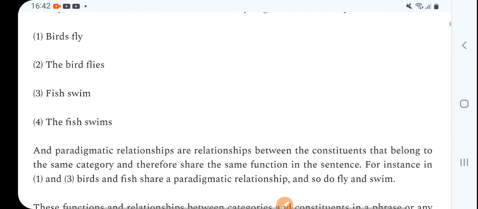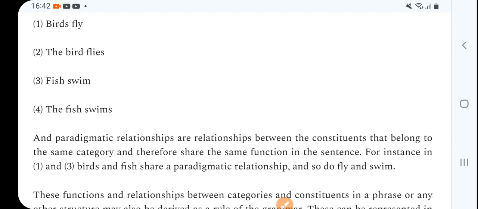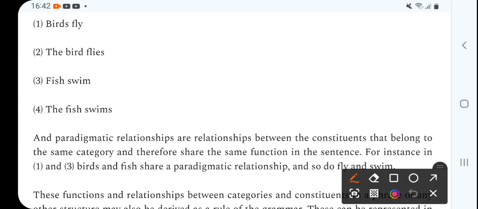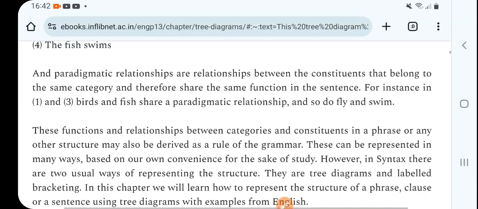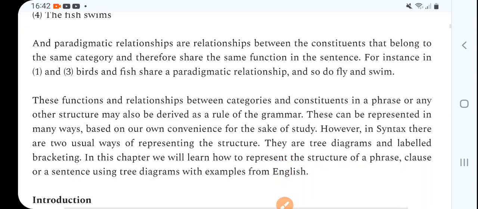Similarly, fish swim and the fish swims. So these are singular and plural subjects. There is no need to explain much because it is very simple. So that is called syntagmatic.